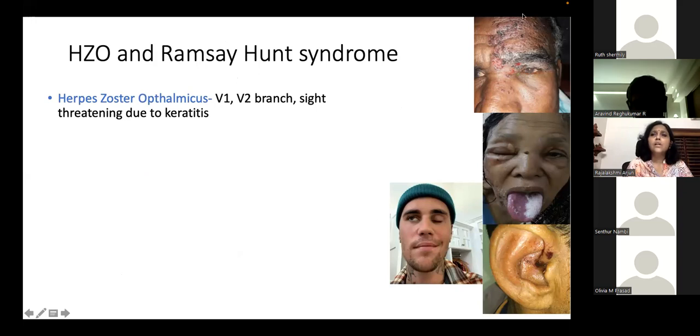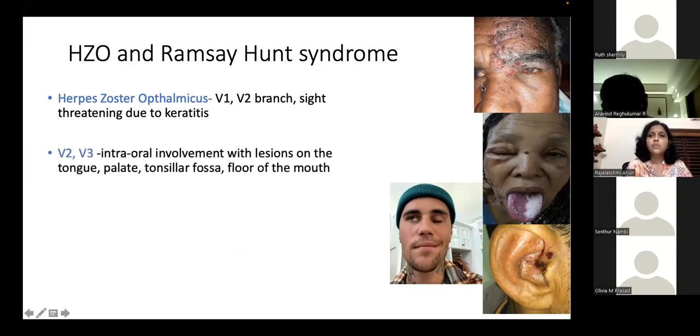So herpes zoster ophthalmicus, if it affects the first and second branch of the trigeminal nerve, it can cause lesions over the nose and the forehead and the eye. And the most important or worrisome thing is the keratitis and loss of vision. If the second and third, that is maxillary and mandibular branch of the trigeminal nerve, is affected, then you have oral involvement, as I have shown there.